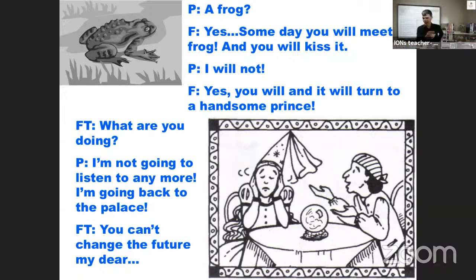Anyway, let's get back to the future will and going to. You see, yes, you will kiss the frog. I will not kiss the frog, which is exactly my colleague's reaction. Like, you gotta be kidding me. Yes, you will, and it will turn into a handsome prince. What are you doing? I'm not gonna listen to you anymore. This lady is deciding. All right. She's been talking about kisses and frogs for too long now. I've already made up my mind. Sorry. It is not going to happen again.